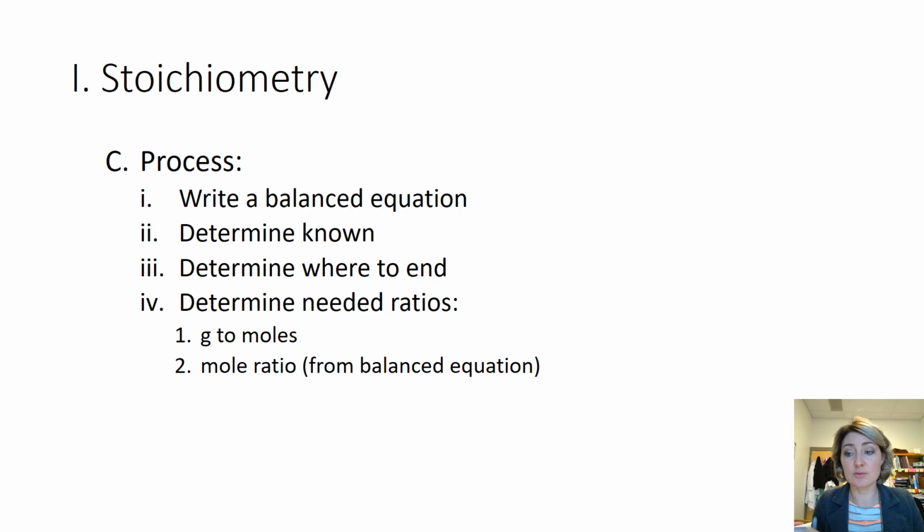Second conversion is a mole ratio. Then depending on what they ask you for where to end, they could say how many moles are produced and you're done, or they could say how many grams are produced of the desired product, in which case you'd have to take the moles that you found and convert to grams. Again, this is a lot easier in practice. So let's try it on the next screen.